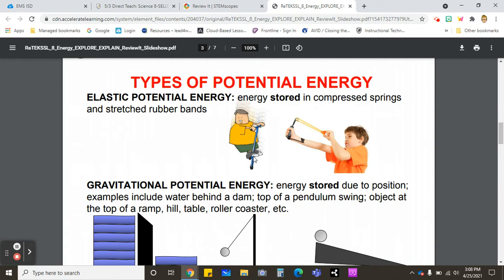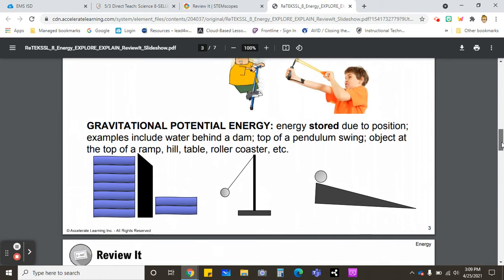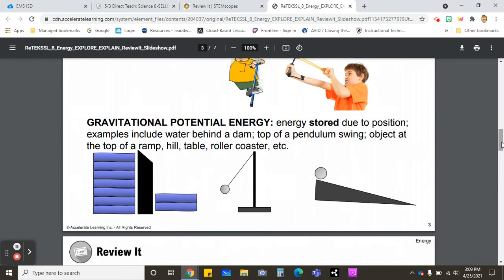Now, the one that you're going to be most responsible for is probably this gravitational potential energy. It's energy stored due to a position. Examples include water behind a dam. When you hold a string with a ball or a washer at the end of it and it swings back and forth, when it's at its highest point above the earth, that is going to have higher potential than if it's closer to earth.